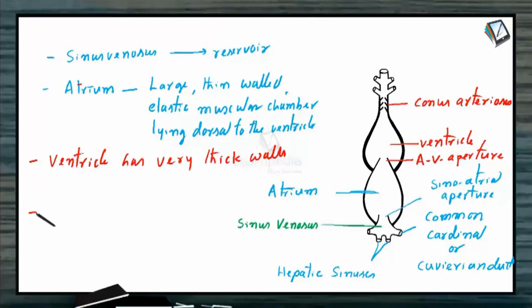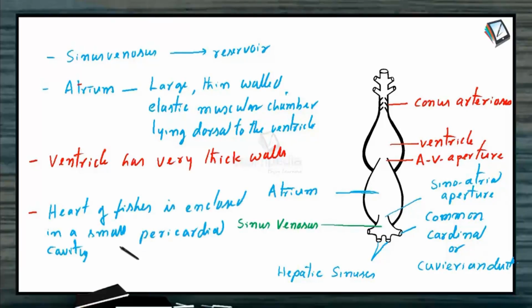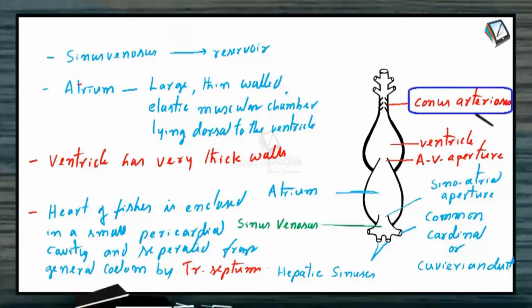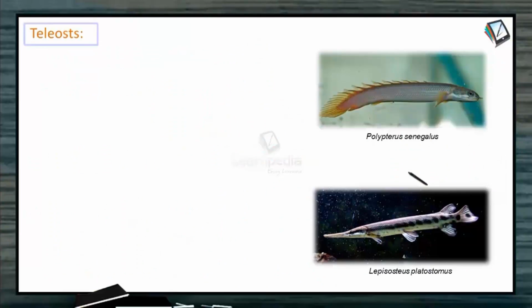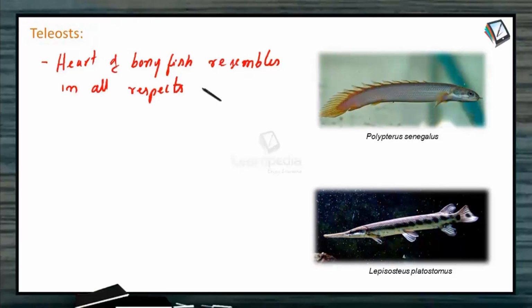Here the heart of fishes is enclosed in a small pericardial cavity and separated from the general coelom by a transverse septum. Later, this conus arteriosus becomes continuous with the ventral aorta, and in Elasmobranchs, the transverse septum is perforated by a pair of openings through which the pericardial cavity communicates with the coelom. That is how the heart of Elasmobranchs is a venous heart and a two-chambered heart. In teleost fishes, the heart of bony fish resembles in all respects that of Elasmobranchs.